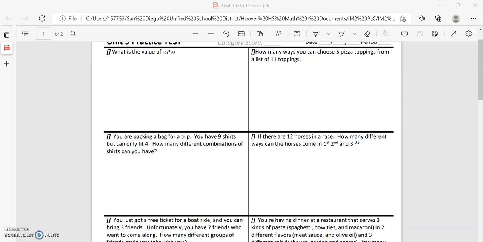All right, Unit 9, practice test. Question 1, what is the value of 12P6? So this is a permutation problem. Our 12 is our n value, so we get 12 factorial over (12 minus 6) factorial, which equals 12 factorial over 6 factorial.